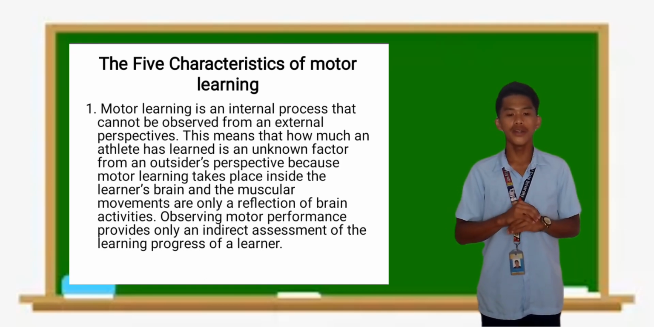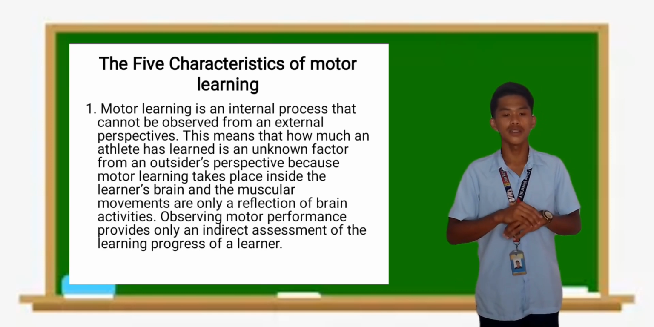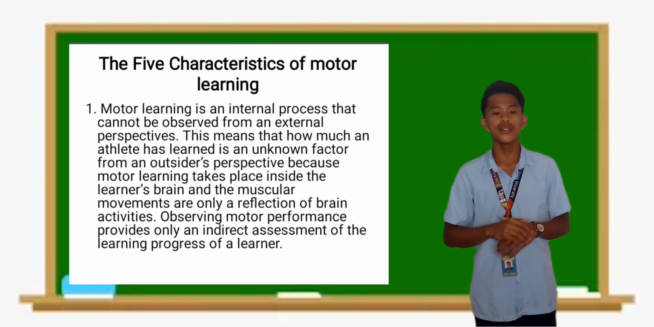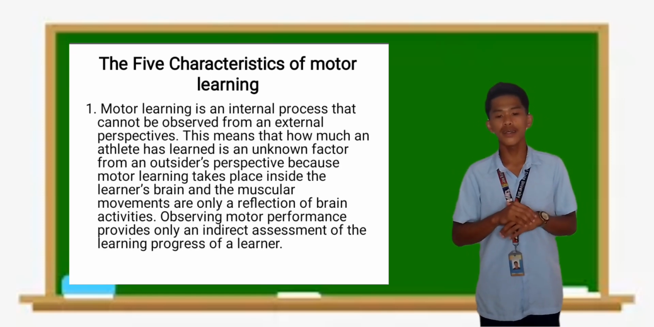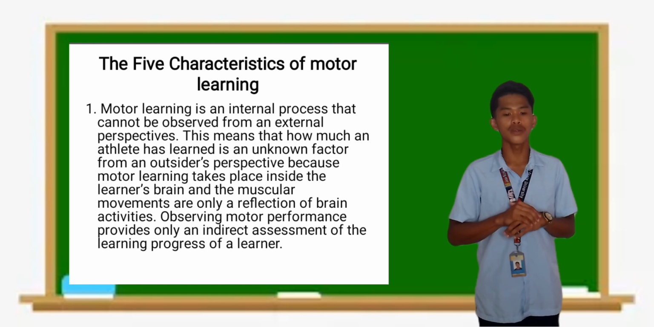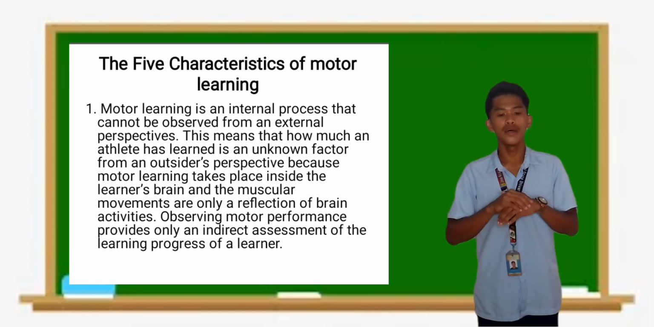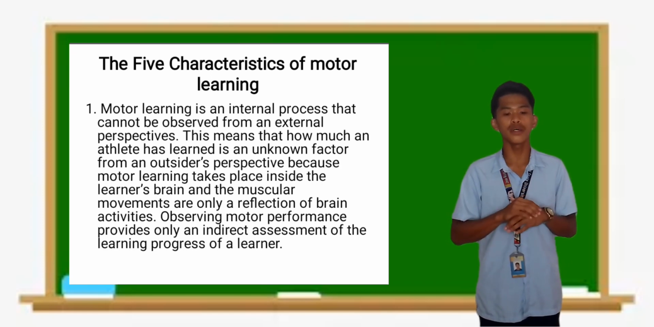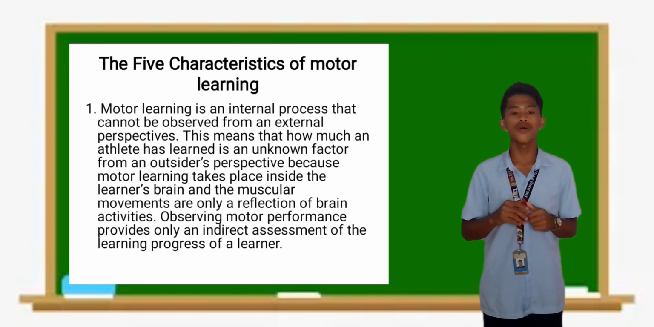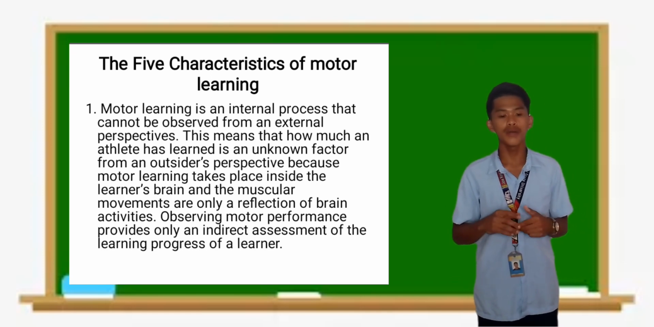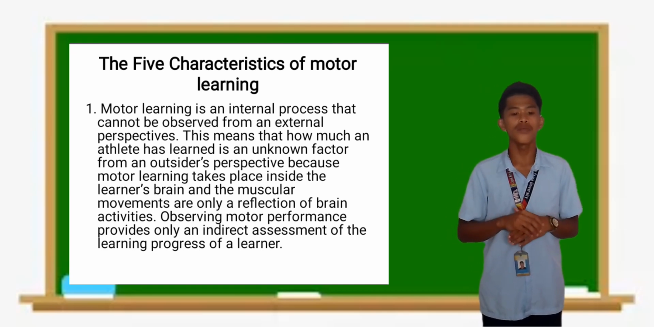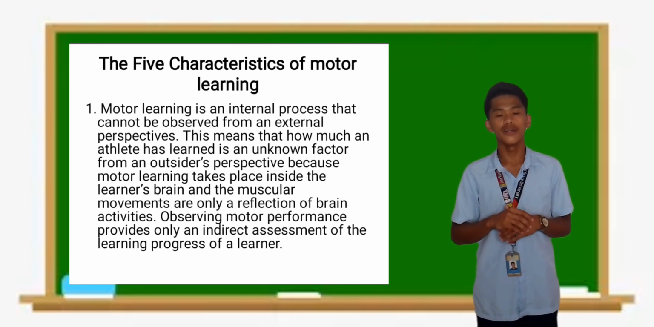Number 1, motor learning is an internal process that cannot be observed from an external perspective. This means that how much an athlete has learned is an unknown factor from an outsider's perspective, because motor learning takes place inside the learner's brain and the muscular movements are only a reflection of brain activity. Observing motor performance provides only an indirect assessment of the learning progress of a learner.